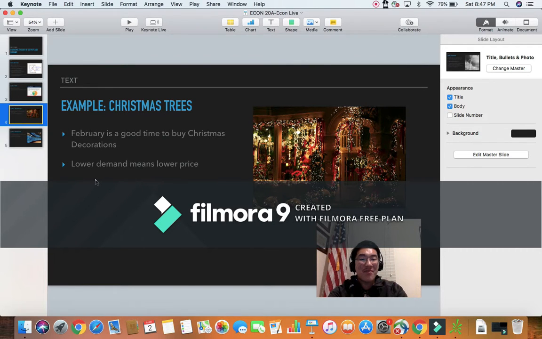Let's take another example. Christmas trees, for example. February is 2 months after December, and perhaps it is a good time to buy Christmas decorations, which means that not a lot of consumers would want to buy Christmas decorations in February, I don't think. This relates to a lower demand, which means there will be a lower equilibrium price and a lower equilibrium quantity.